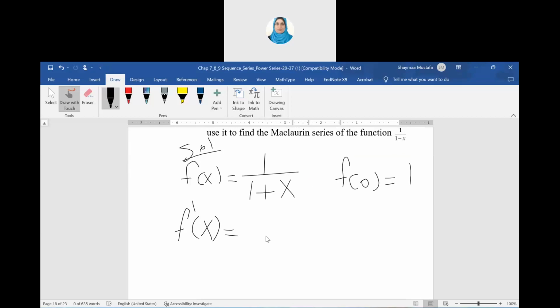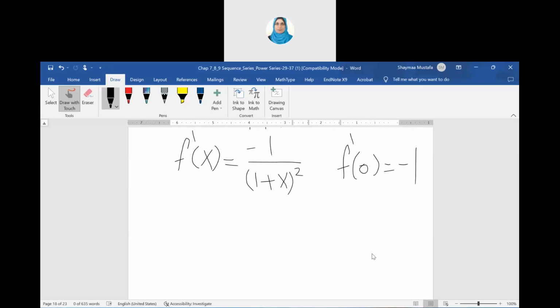We will find the derivative for this function. The derivative here, 1 plus x squared. 1 plus x times the derivative of 1, which is 0, minus 1 over 1 times the derivative of 1 plus x. The derivative of 1 plus x is 1. So minus 1 times 1, which is minus 1. So this is the derivative of f of x. Now, f prime of 0 is minus 1. Substitute x equal to 0, you have f prime of 0 is equal to minus 1.